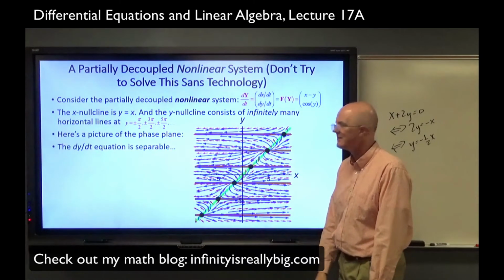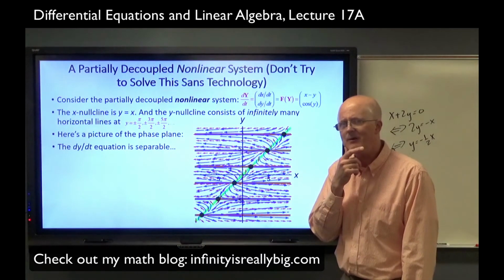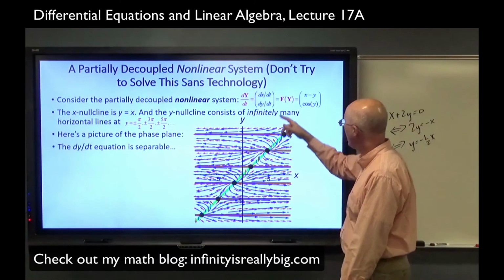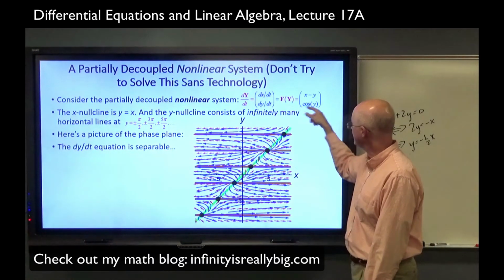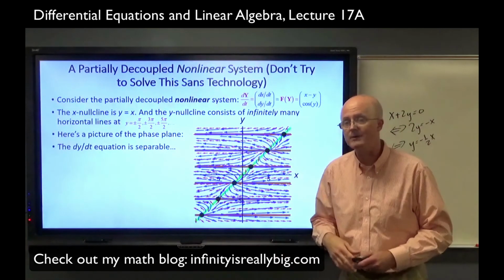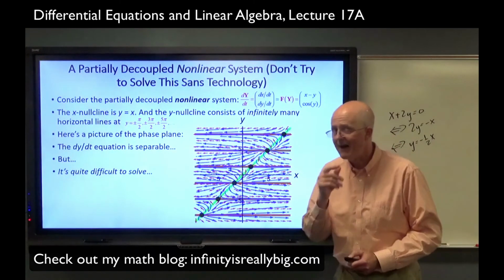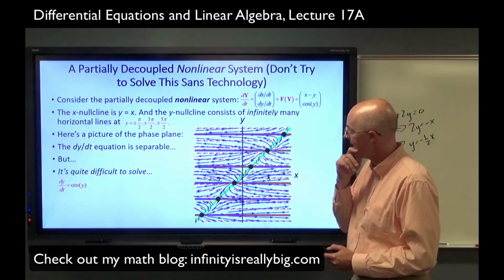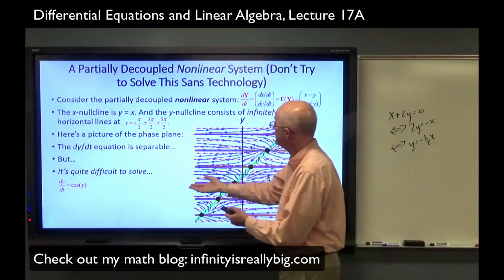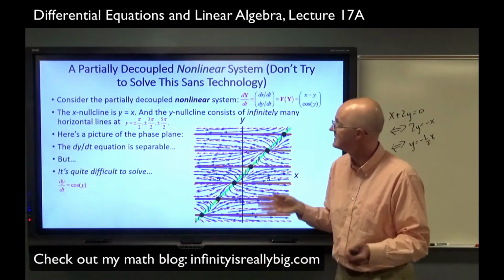Can we solve this system? I think with enough time I could do it, but it was nasty. Let's just show you what happens. The dy/dt equation, dy/dt equals cosine of y, is separable. You could divide both sides by cosine of y and quote unquote multiply both sides by dt, but it's quite difficult to solve, though it is possible. So there we have it, dy/dt is cosine of y. And this, by the way, is the fact that it's partially decoupled: the dy/dt right-hand side doesn't involve x at all. So we can focus on that first.